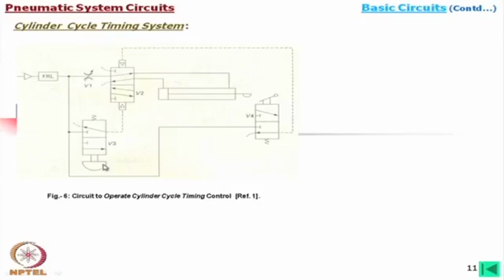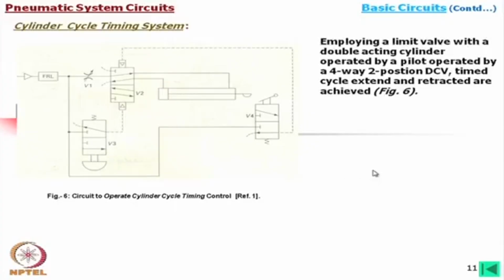Now, in this operation we find one push button is there. Let us see how it is being operated. Employing a limit valve with a double acting cylinder operated by a pilot operated 2 by 2 valve, a timed cycle, extend and retract, is achieved.